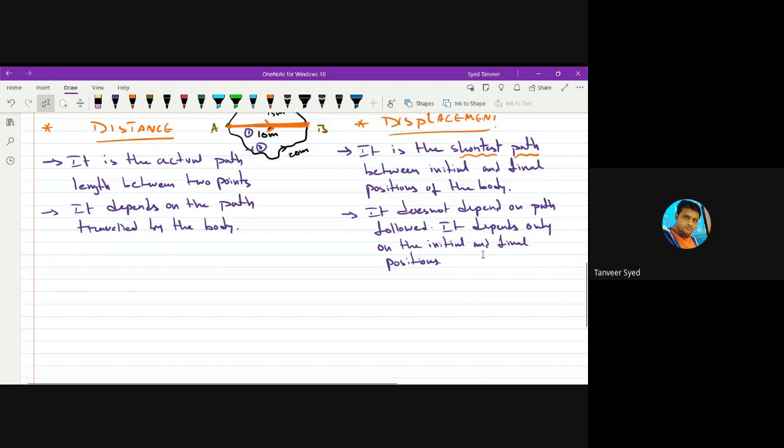Okay, so displacement depends on initial and final positions only, not on the path followed. This is an important point. Keep in mind. Sir, why is always the straight path the shortest distance? Mathematically, geometrically, if these are 2 points, shortest distance between these 2 points will always be a straight line. It cannot be a curve like this.